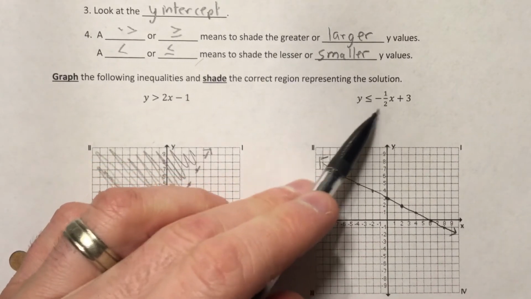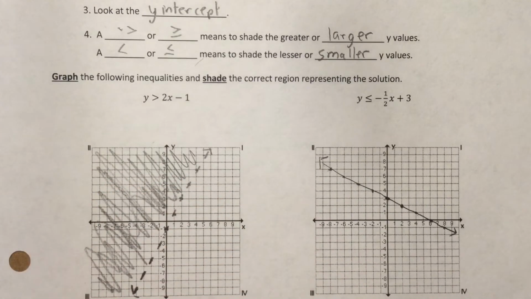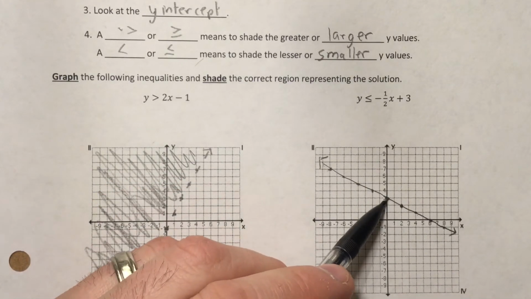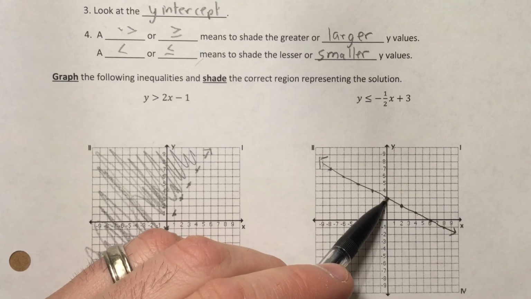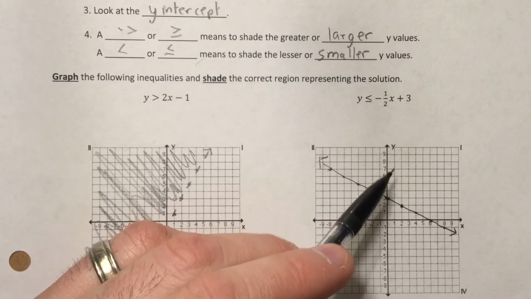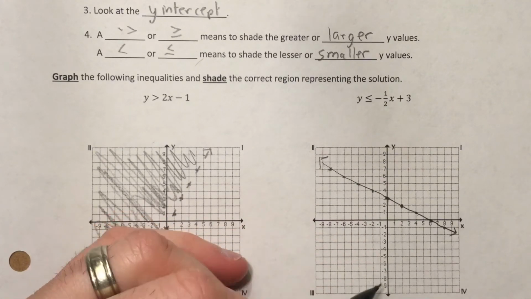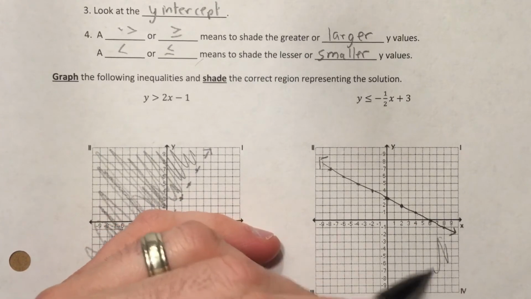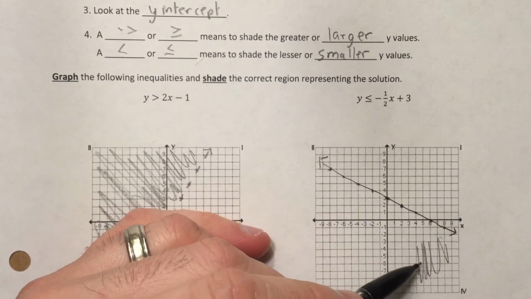All right, so then I have a less than symbol. So I look at my y-intercept. Where are the lesser y values? The greater y values are up here. The smaller y values are down here. So I need to be shading this way.